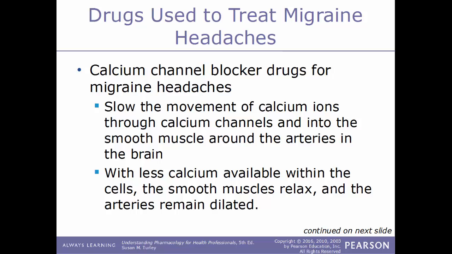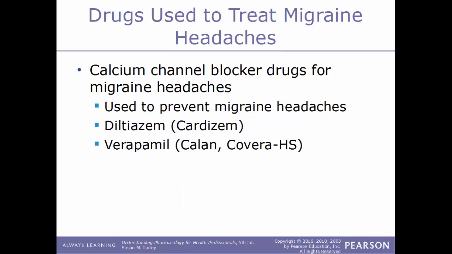Another class of drugs that's used to treat migraines are the calcium channel blockers, and these act by slowing the movement of calcium ions through calcium channels and into the smooth muscle that is around the arteries in the brain. So with less calcium available within the cells, these smooth muscles will relax, and therefore the arteries will remain dilated. So these are used to prevent migraine headaches. And some examples of this kind of drug: diltiazem, also known by the name Cardizem, and verapamil, also known by its trade names Calan or Covera-HS.